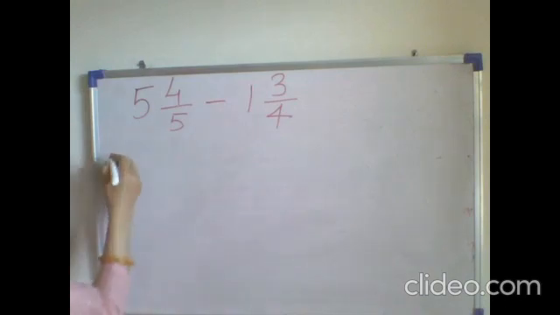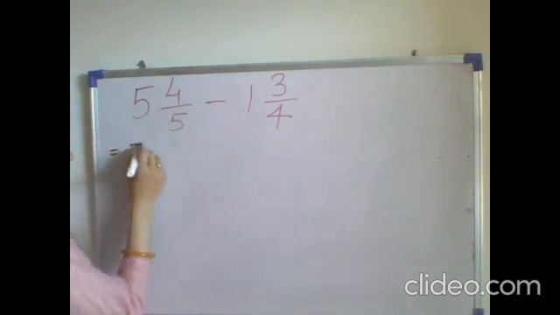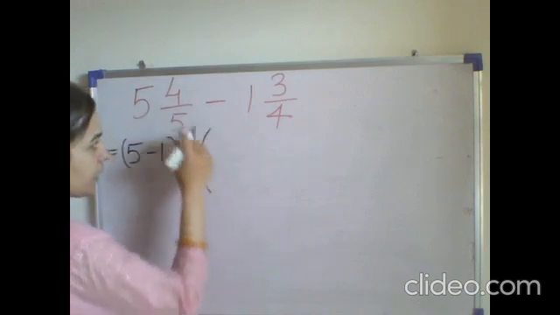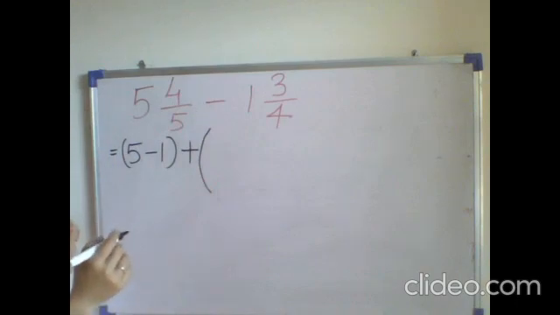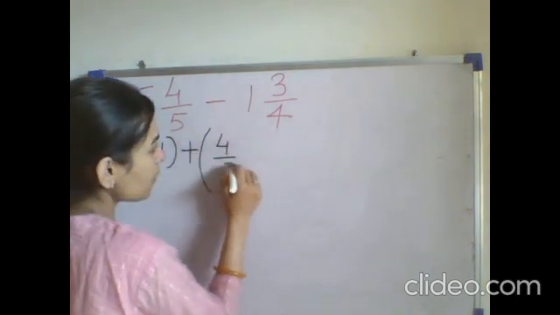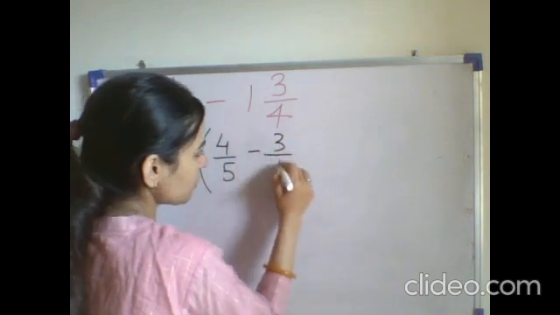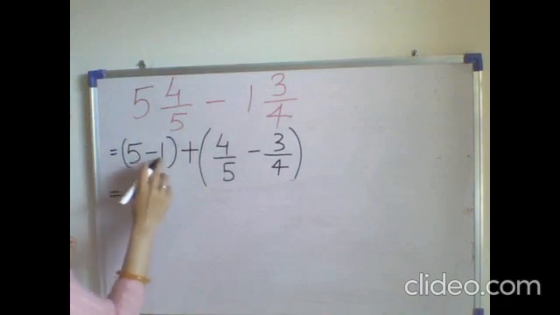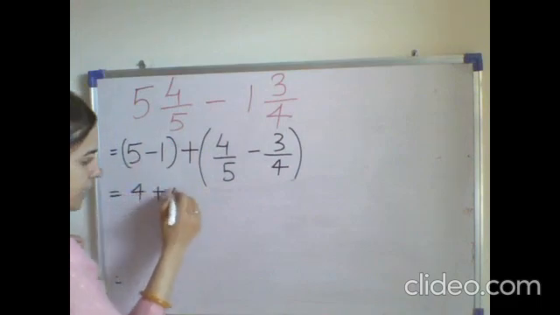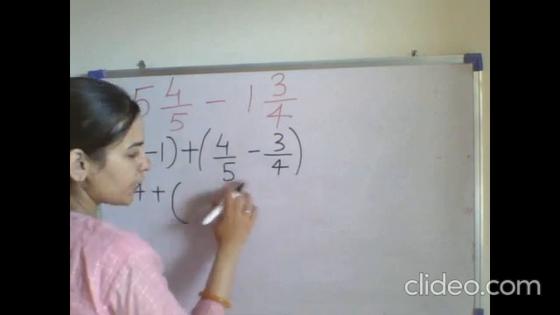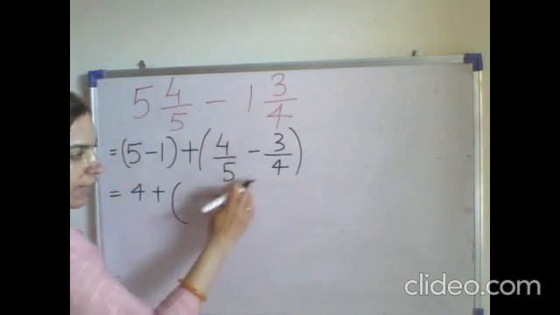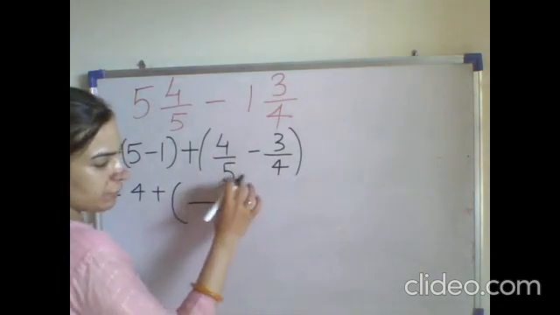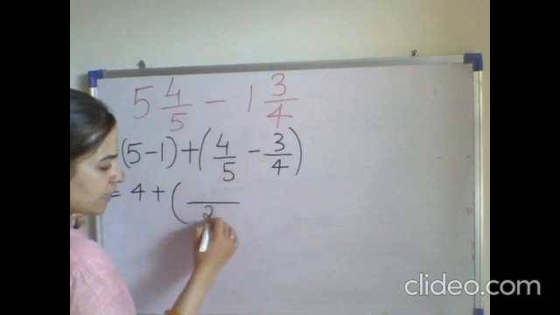First of all, you will be writing the whole numbers separately, that is 5 minus 1, with the sign of plus in between. Then these two fractions, you will be writing them separately, that is 4 upon 5 minus 3 upon 4. Then we will be finding the LCM of these denominators, 5 and 4. So the LCM will be 20. 5 multiplied by 4 is 20. So the LCM is 20.